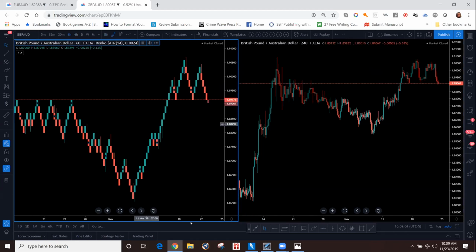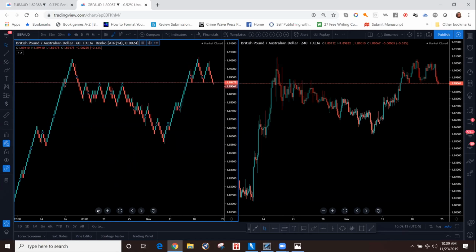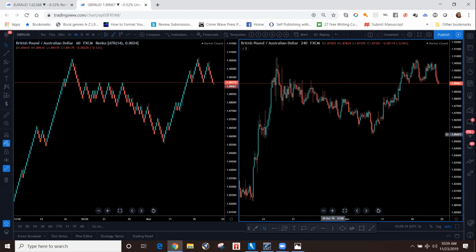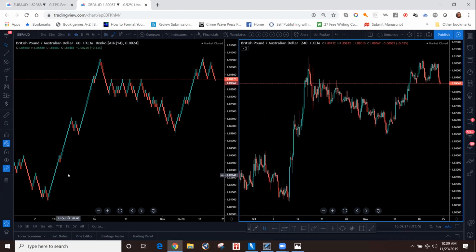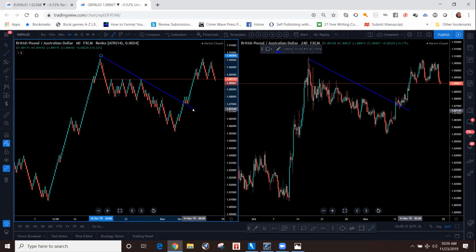Now, you really need to know which time frame is which. The way I tested this and became familiar with which time frame is which is by putting them side by side. On the left, I have 1 hour Renkos. On the right, I have 4 hour candles. Now, does that look similar? Yes. It's not going to be perfect because your Renkos cut out all the noise, so it's cleaner. If I take a trend line and do this, you'll see what happens. You see that?